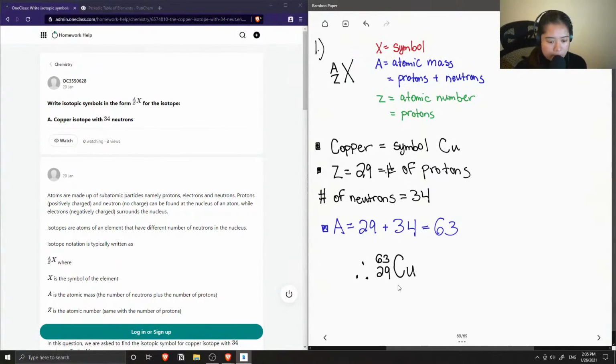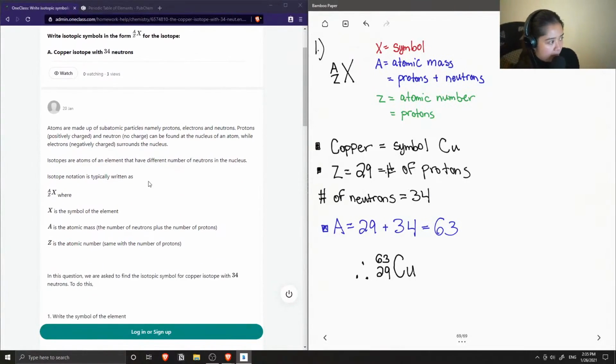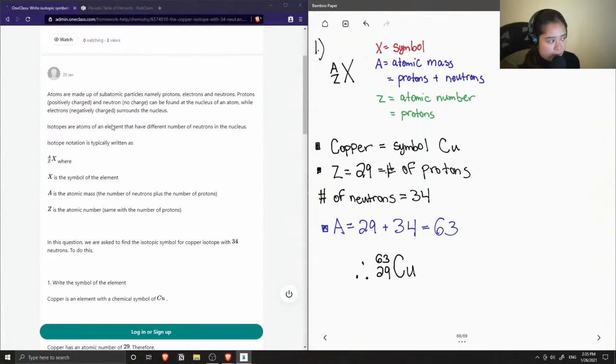So now let's see what the junior tutor said. Atoms are made up of subatomic particles, namely protons, electrons, and neutrons. Protons are positively charged and neutrons have no charge and can be found at the nucleus of an atom, while electrons are negatively charged and they surround our nucleus. Isotopes are atoms of an element that have a different number of neutrons in the nucleus.